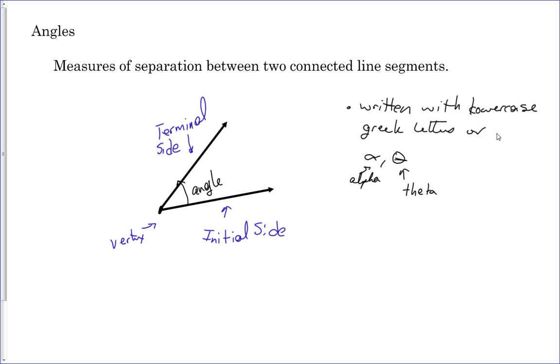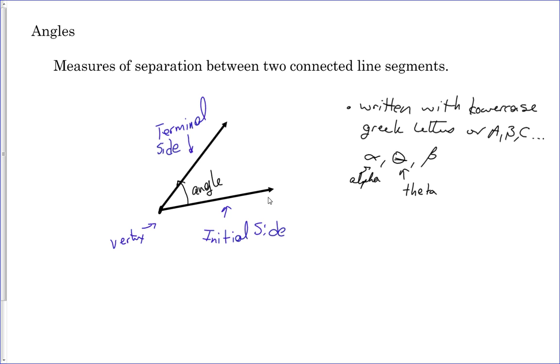Or you can even write them with letters A, B, C, and so forth. It can be any letter, Greek letters or normal letters. You could even use beta. It doesn't matter. A lot of times in math, though, you'll see them written with Greek letters, especially in higher level math. All right, so that's pretty much an angle.